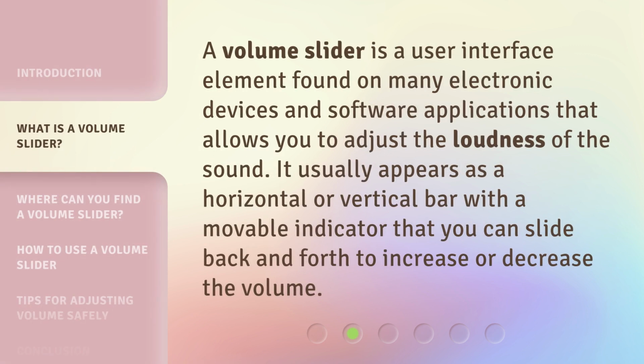A volume slider is a user interface element found on many electronic devices and software applications that allows you to adjust the loudness of the sound. It usually appears as a horizontal or vertical bar with a movable indicator that you can slide back and forth to increase or decrease the volume.